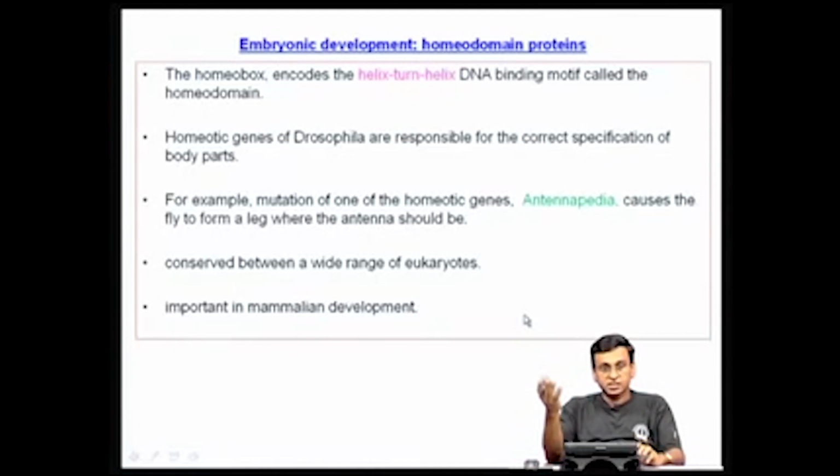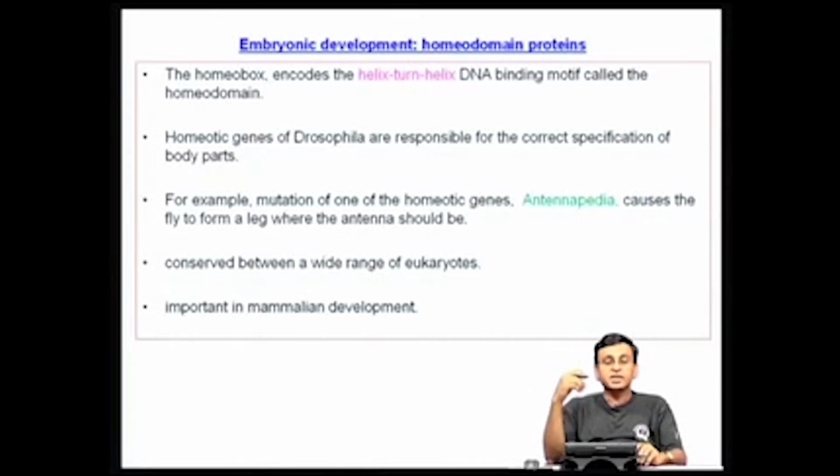Another very important example is that during embryonic development, there are a bunch of transcription factors which are called homeodomain proteins. Again, I discussed in the previous class that homeodomain proteins contain a motif related to the helix turn helix motif which is present in prokaryotic transcription factors, right. So, these homeobox proteins contain a helix turn helix DNA binding motif, which in this case is often referred to as the homeodomain. So, these transcription factors which contain homeodomain play a very important role during development and differentiation.